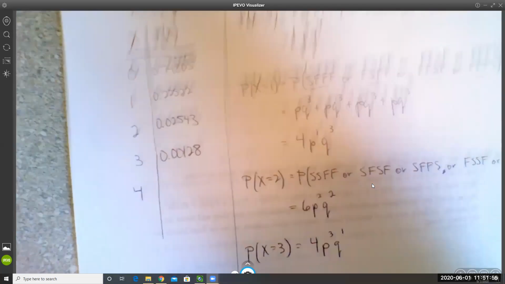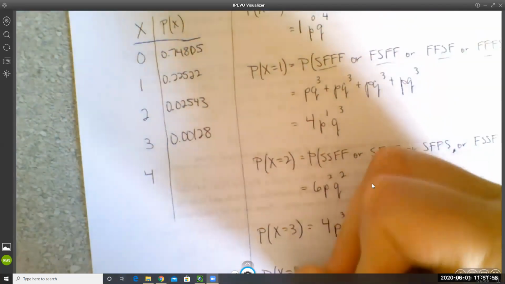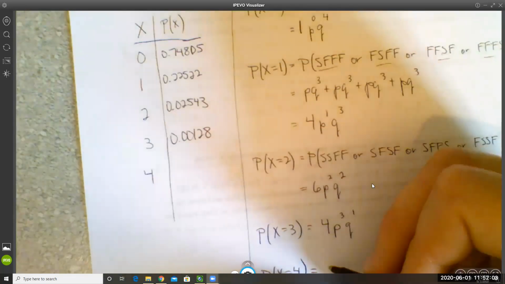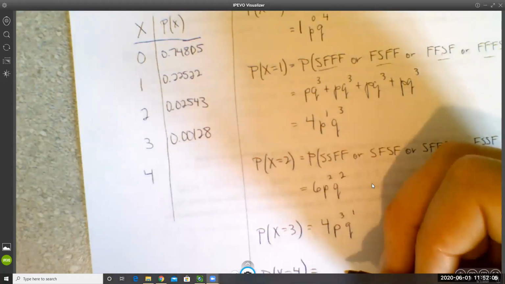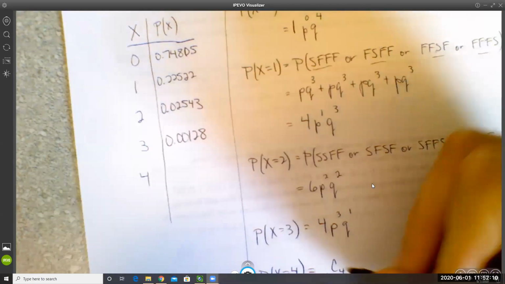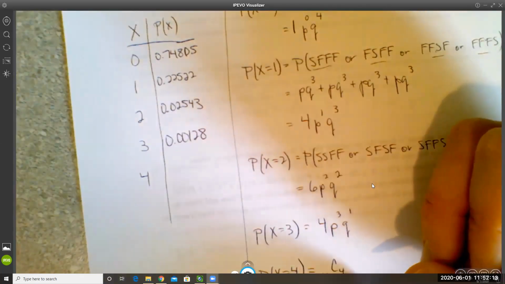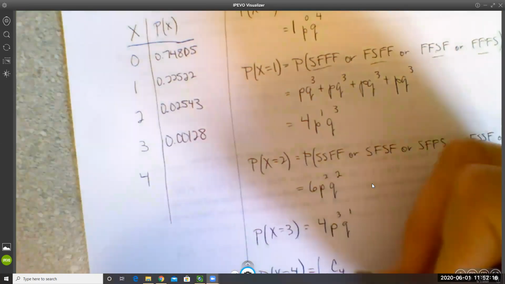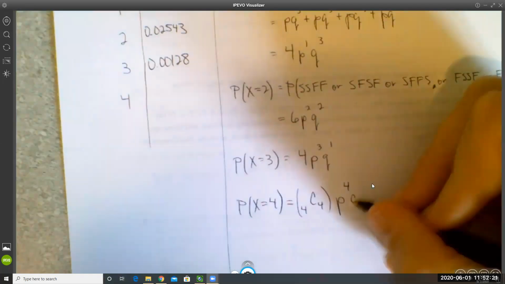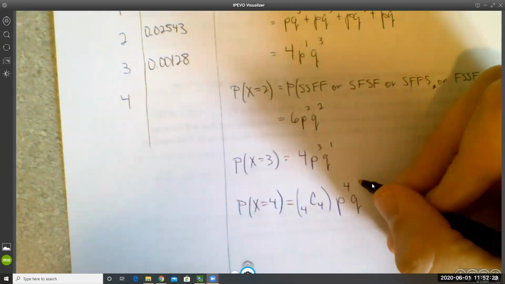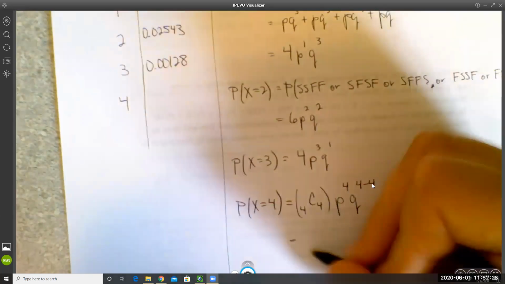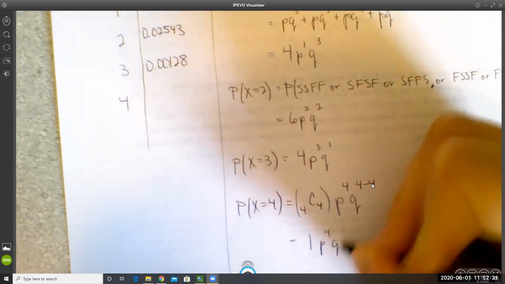Okay, but the moral of the story now, probability x equals 4. There's only going to be one way this can happen, but to show you where the formula comes from, we would say this is 4 choose 4. We need 4 successes, so out of our 4 trials, we're going to choose 4 successes, right? 4 choose 4 times p to the number of successes times q to the number of trials minus the number of successes. So if you simplify that, 4 choose 4 is 1, p to the 4th, q to the 0.